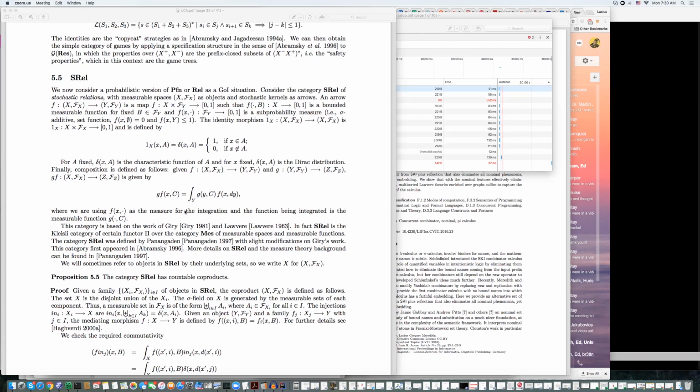And then finally, composition is given here. So if you have an f from x to y and a g from y to z, then the composition gf, which is going to take you from x all the way over to z, is given by this integration here. And again, I am not an expert in Lebesgue integration, so I have some study in front of me. But essentially, using this for the measure for the integration, right?